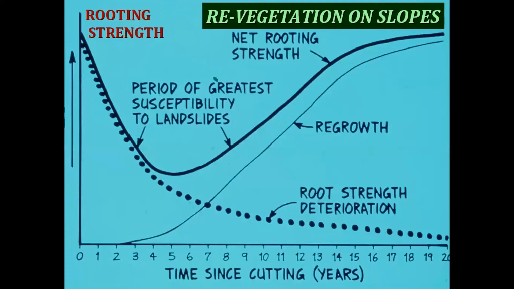Now, remember that slide I showed you about the root deterioration over time? Well, if you plant on the slope, then you can reduce the period of the greatest susceptibility to landslides by the regrowth as the original roots are deteriorating. You can kind of improve conditions, but that takes some planning before you have a problem, because planting a slope that's just failed is closing the barn door after the horse is gone.